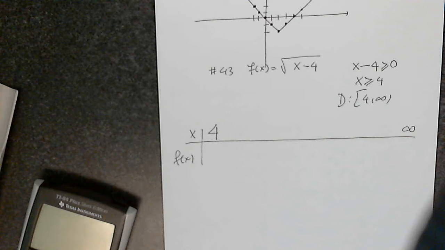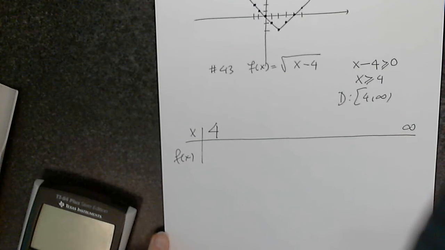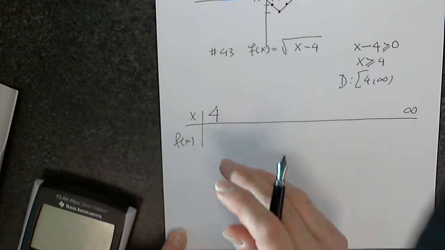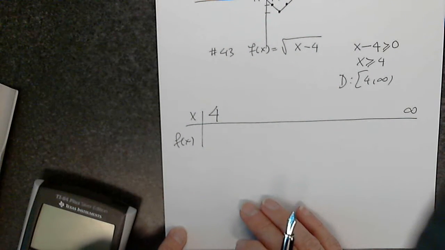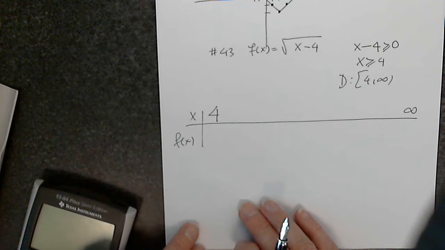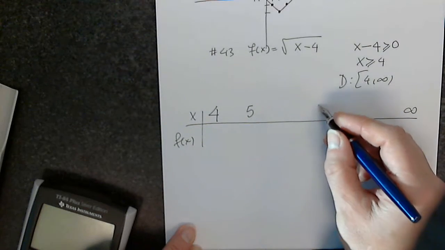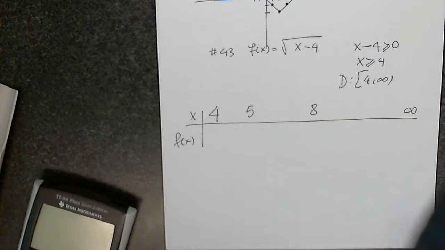Good. Give me some ordered pairs, please. I'm sorry. I meant to say x values first. And then we'll determine the ordered pairs. I don't want to try 6 because 6 minus 4 is 2, and I have difficulties with the square root of 2. What about 8? Okay, 5 is good. 8 is good. 3 points, good enough.